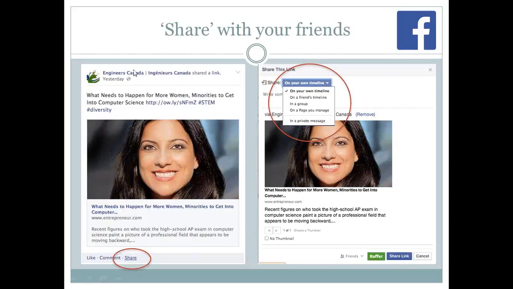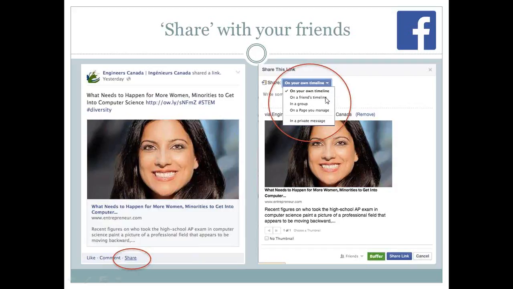So here's something from the Engineers Canada website Facebook page. It's all about more diversity. You see the hashtag diversity right here. If you want to share that with someone that you think will find it interesting, a little window will pop up here. You can share it on your own page, so your own Facebook page.